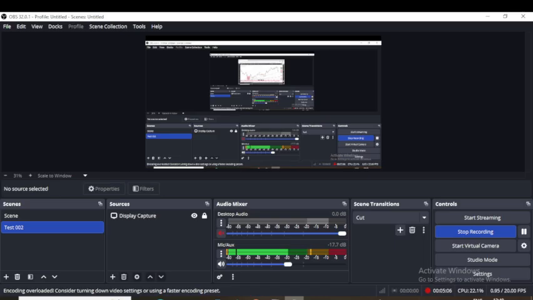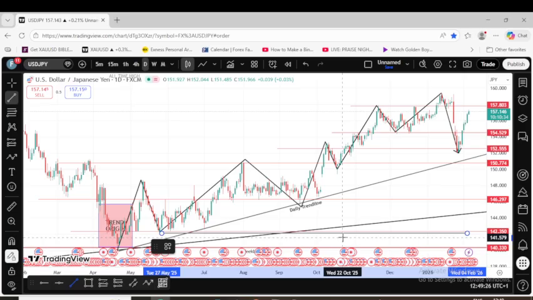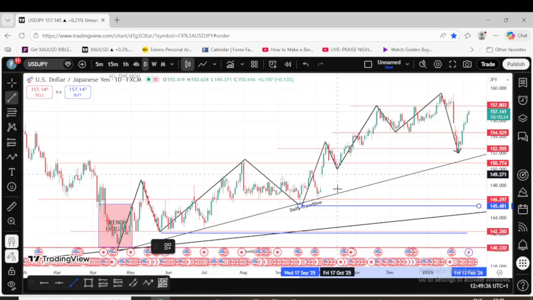Okay, so let's identify our higher highs and higher lows. So this is my higher low. Identify it with blue. This is my higher low. This is my higher low. And then this is my higher low that was broken.